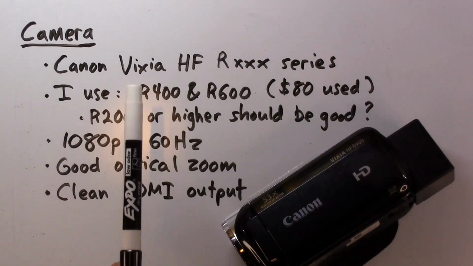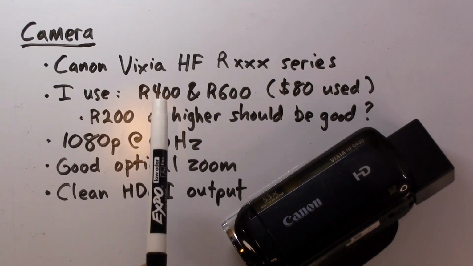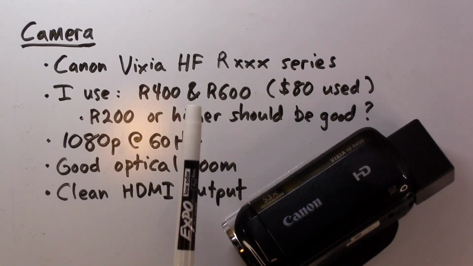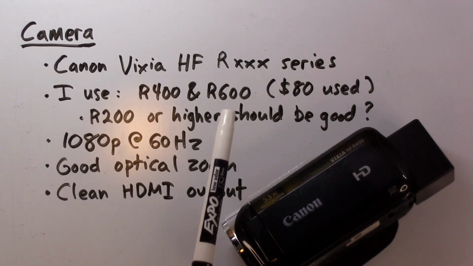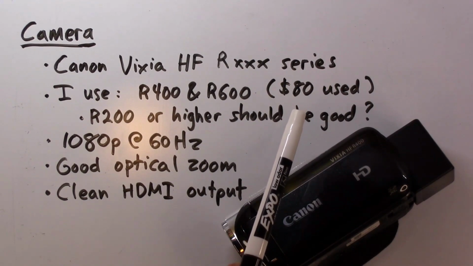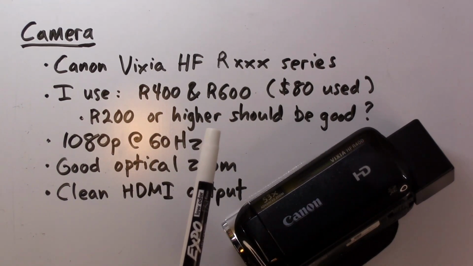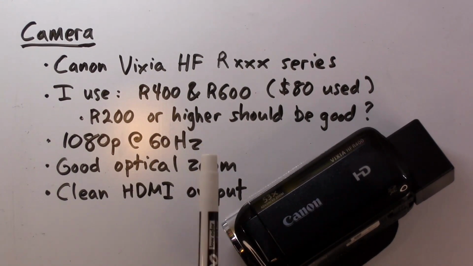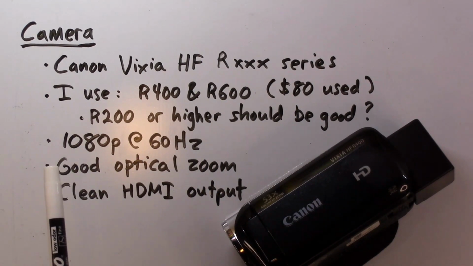The cameras that I prefer are the Canon Vixia HF-R series, and I have two of these. I have an R400, which is this guy right here. I also have an R600 that I have mounted permanently above my desk. And these you can find for $80 or so used. And I believe that the R200 or higher should be good. I think the most recent one is the R800, but they're all very similar. The specs are 1080p video at 60 Hz, so pretty good quality. They have a good optical zoom on them for close-up shots.